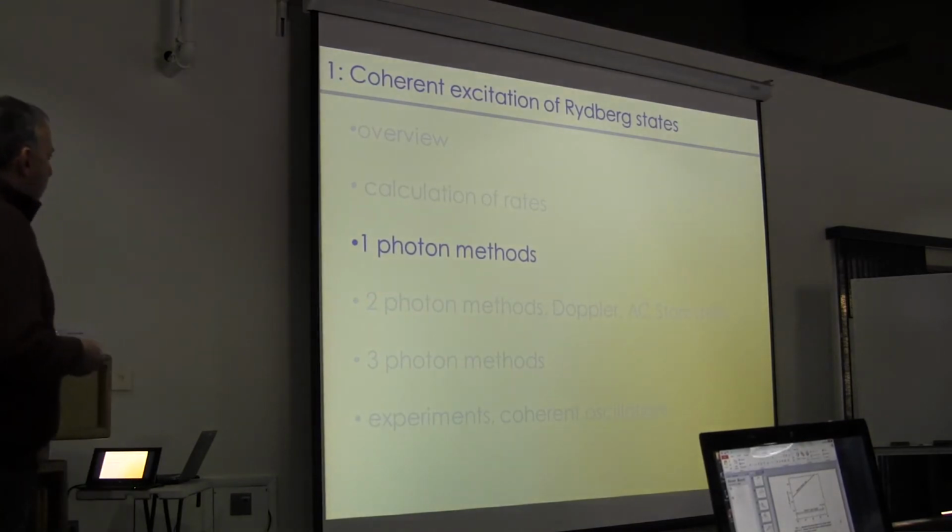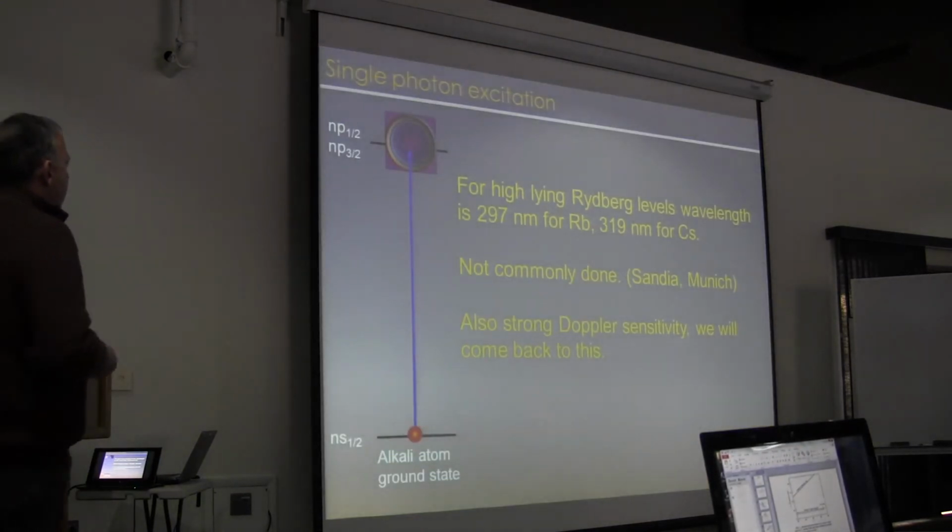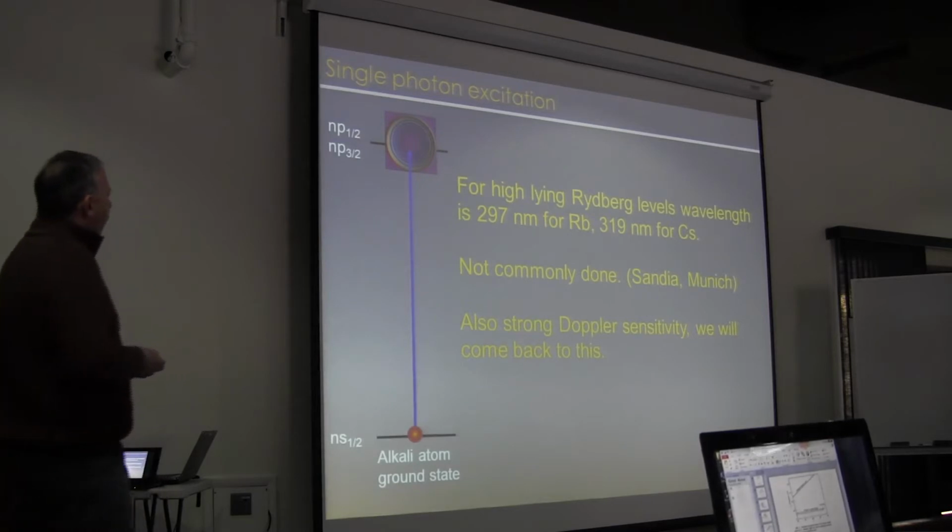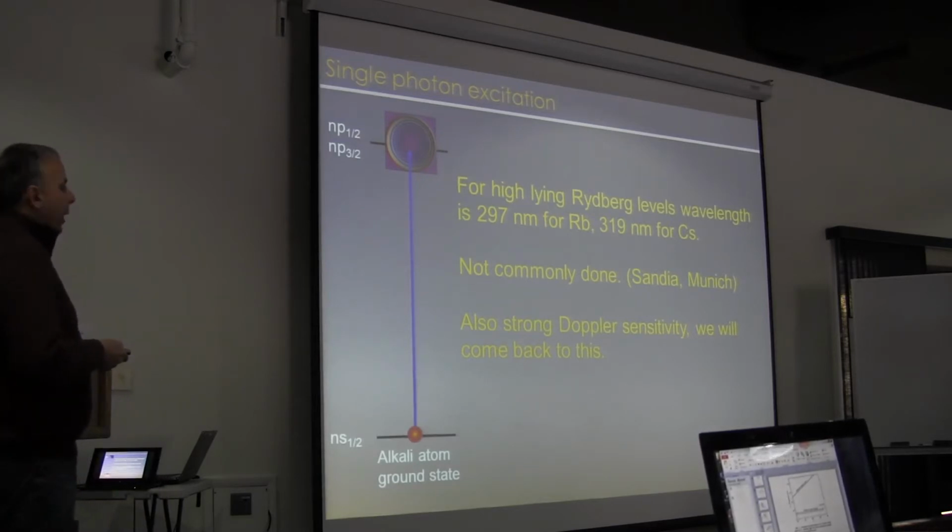So, one-photon methods to access p states. For high-lying Rydberg levels, these are pretty short wavelengths for the alkali atoms: 300, 320 nanometers for rubidium and cesium.